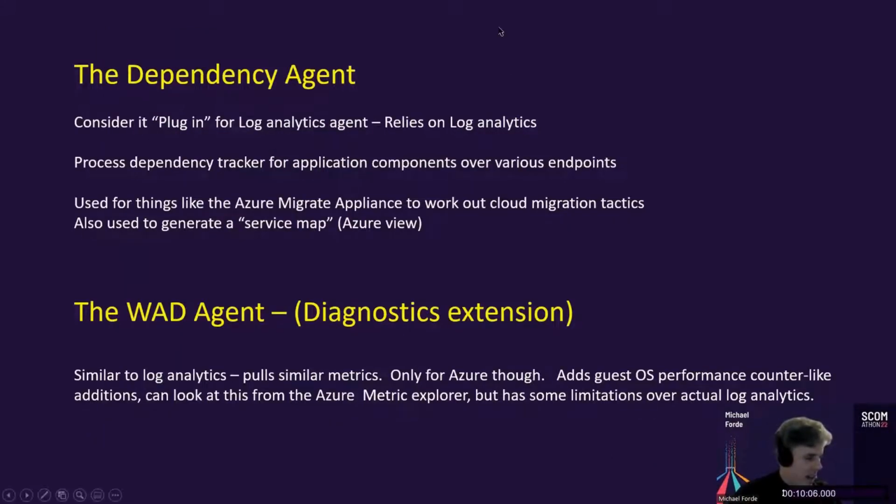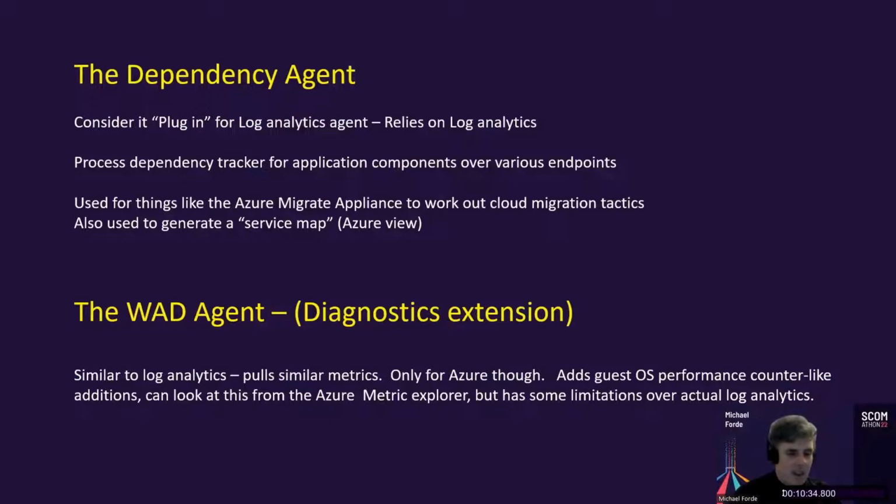Dependency Agent. Consider it a plugin to the Log Analytics Agent. It relies on Log Analytics and does some dependency tracking of processes at the application level. It's used for Azure compliance again, but also things like the Service Map, which is an Azure tech that gives you nice graphical images about how services interrelate to each other and how the components talk to each other.